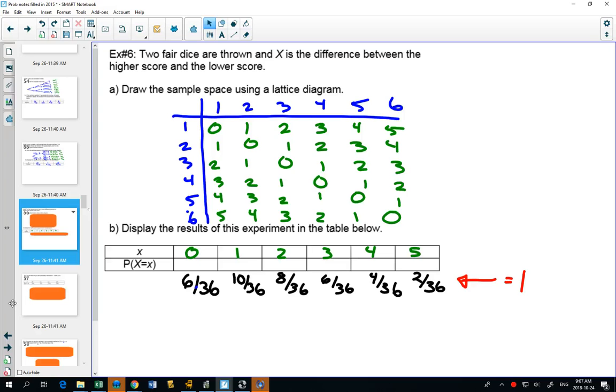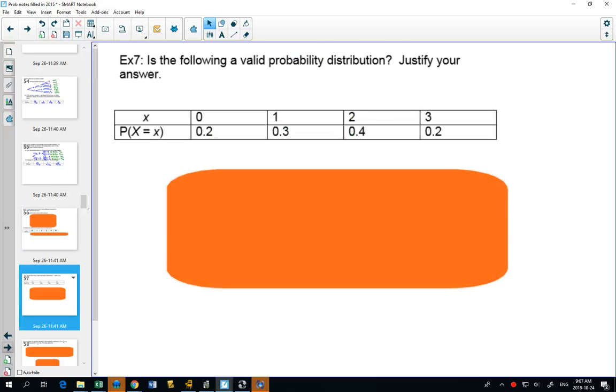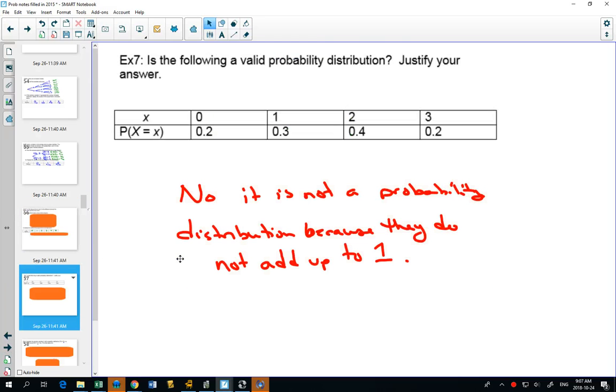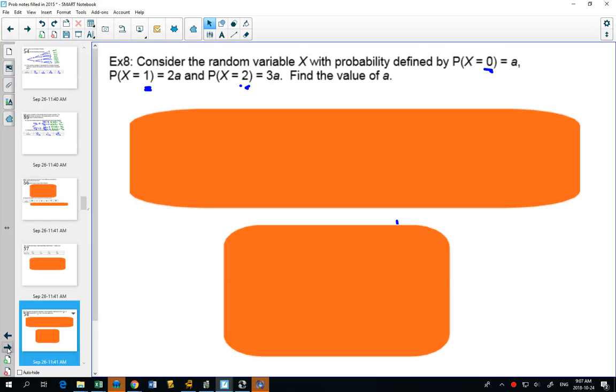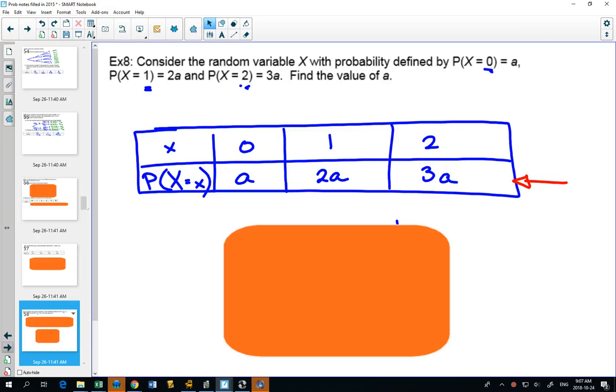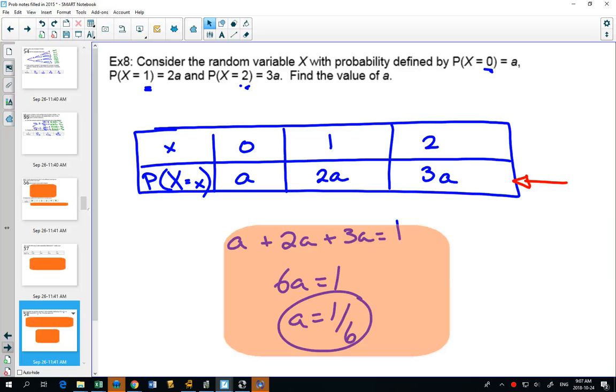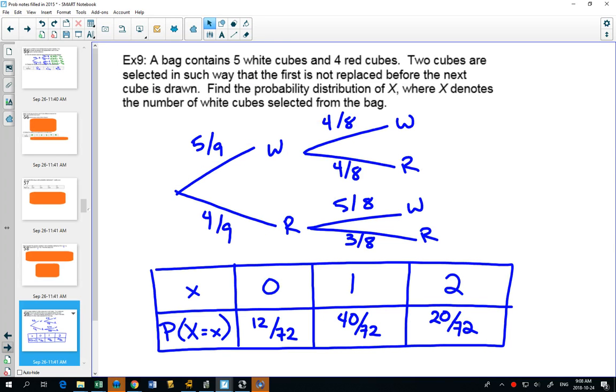All right. First one, this is not a probability distribution. How come? Because it doesn't add up to 1. Question number 8. There's your probability distribution chart. And we can put in the probabilities even though we don't know what they are. But since they have to add up to 1, you can calculate that A has to be 1/6. Yes. All right. I can go back to any of these in the end if you'd like.